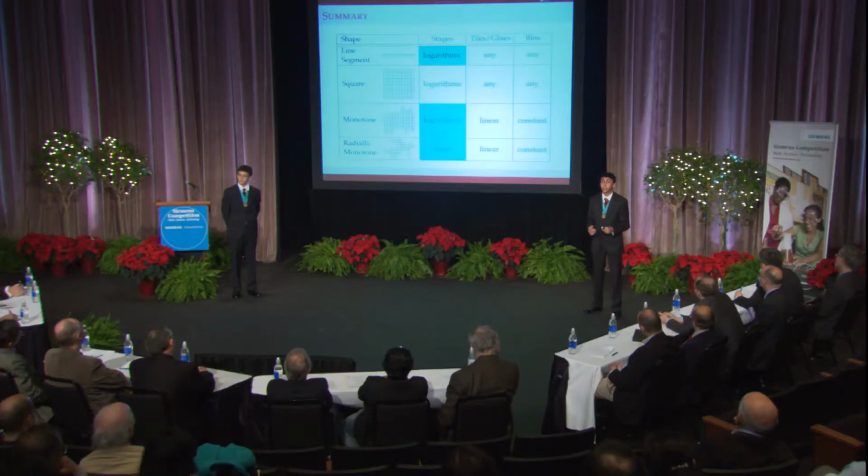Our square construction has the exact same parameters as our line construction. However, we have not proven that it is optimal yet, which is something that we would like to study in the future. Next, our monotone shape construction. Now, it still proceeds in logarithmic time, but now the number of tiles increases linearly with the size of the shape. And finally, our radially monotone shape construction. Not only does the number of tiles increase linearly with the size of the shape, but now the number of stages also increases linearly with the size of the shape. However, we have shown that our monotone and radially monotone shape constructions are optimal. So this concludes our results.